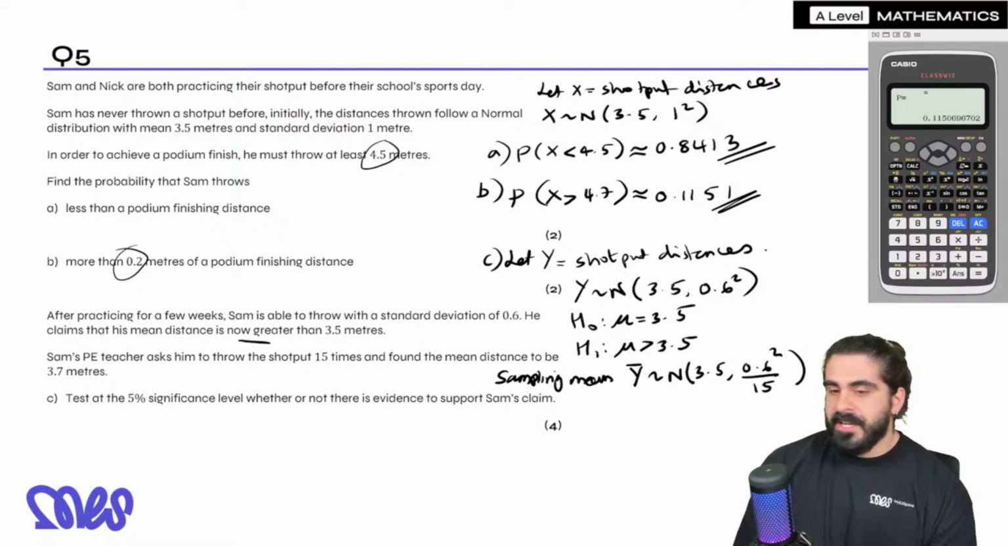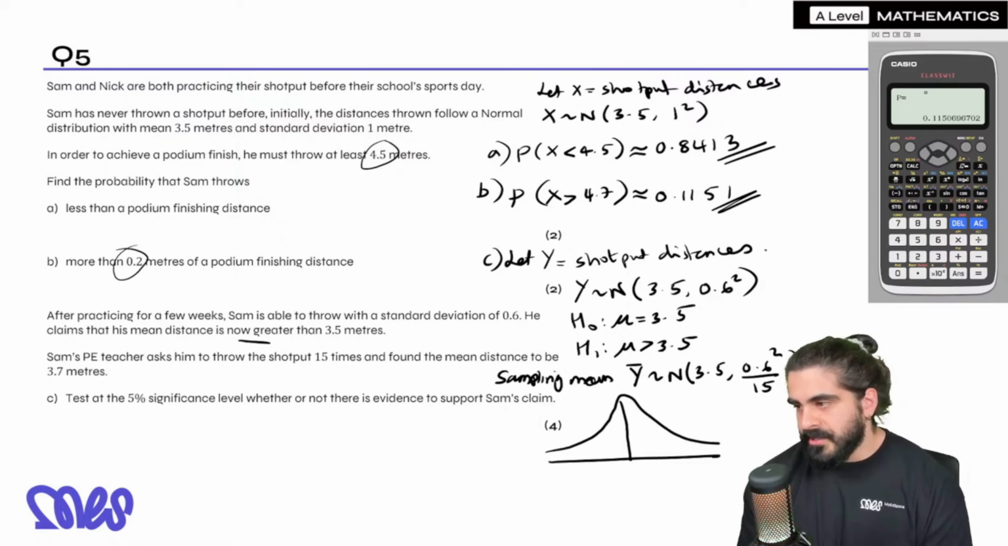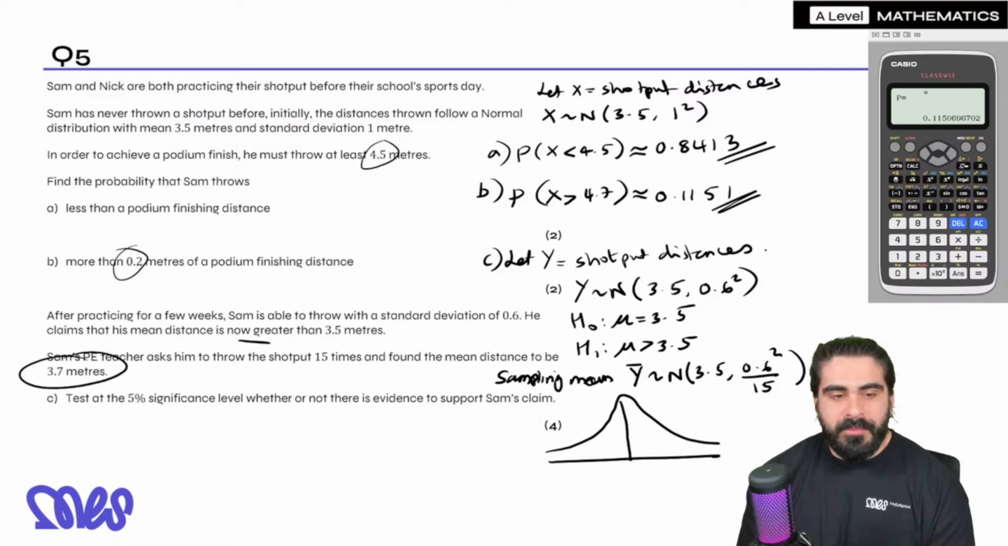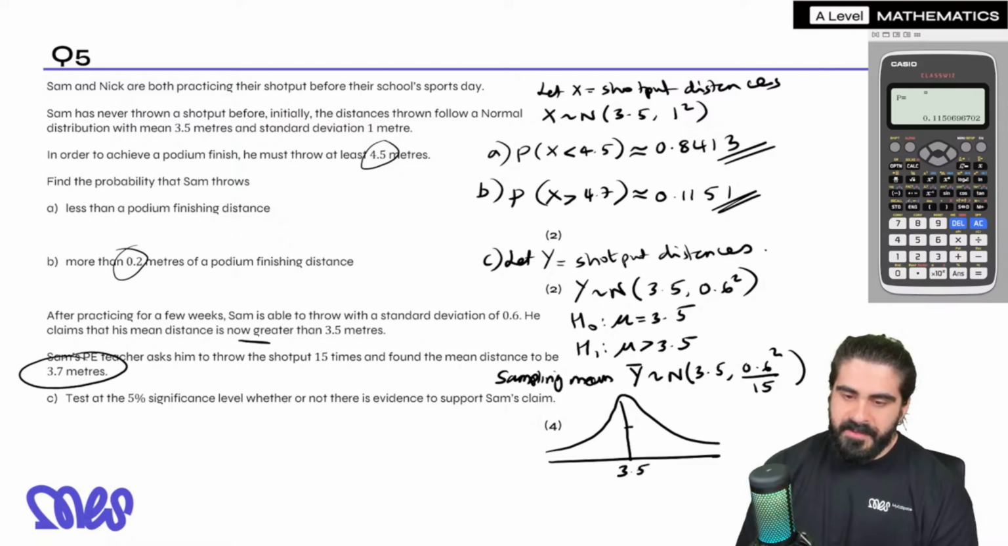Now we can draw a diagram. Now I do it by finding the critical region. But you guys, if you want, this is up to you. You can work out what the probability is of getting 3.7 or more. I prefer the critical region route. So you have 3.5 and sigma. And we want to find out what this value will be. Let's call it small y bar, such that this is 0.05.